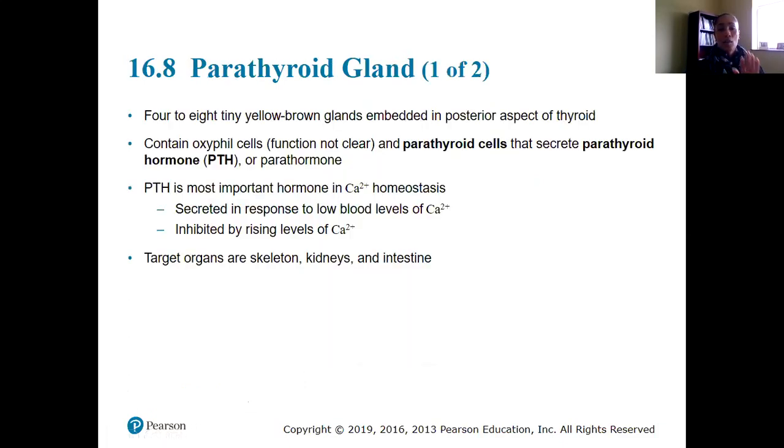into the body. So if we take the thyroid gland and look at the posterior side, we'll see 4 parathyroid glands. And these parathyroid glands are going to release the parathyroid hormone, or PTH. Parathyroid hormone is most important in controlling calcium balance. And so when we have low levels of blood calcium, the parathyroid hormone will be triggered to be released to increase blood calcium levels. The target organs of the parathyroid hormone will be the skeleton, kidneys, and the intestines.